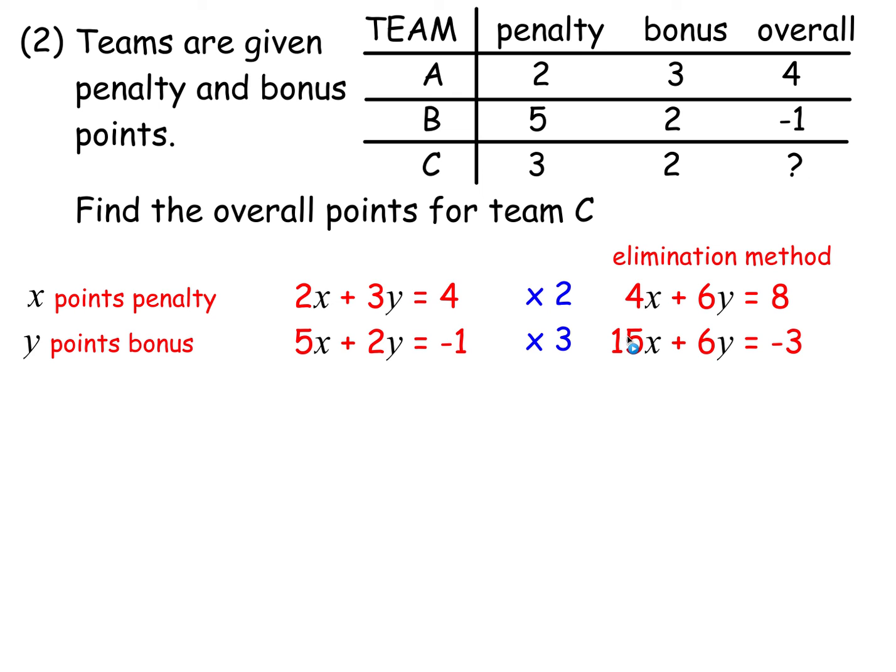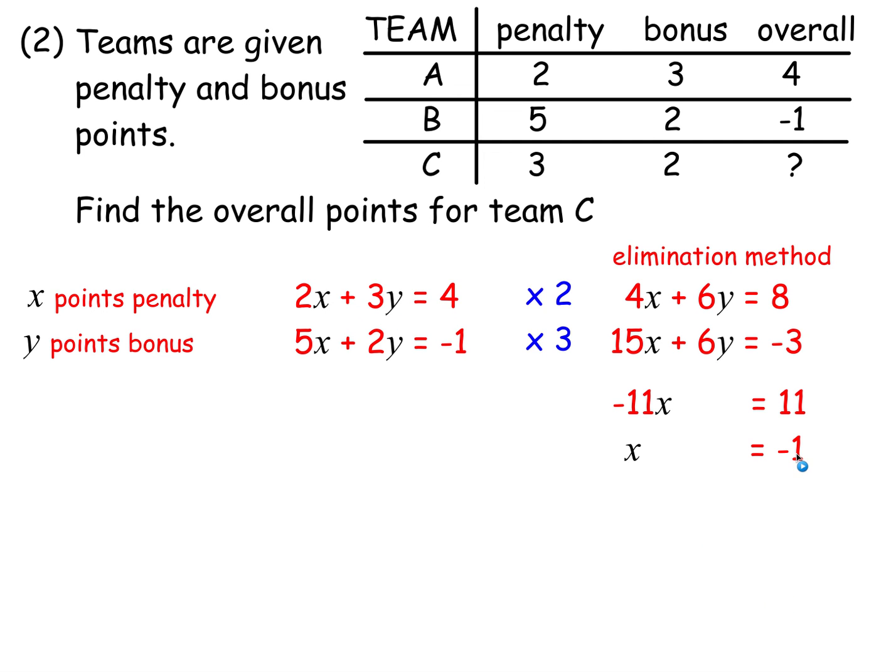4x take away 15x is -11x. 6y take away 6y is 0, they're gone. 8 subtract -3, that's 8 plus 3, which is 11. So -11x is 11. So x is -1. Dividing 11 by -11. So a penalty is -1 point, so you get a point taken off. Pick one of the early equations with x and y so that you can make x -1. Pick early equations because they've not been multiplied up, so you're dealing with lower numbers.